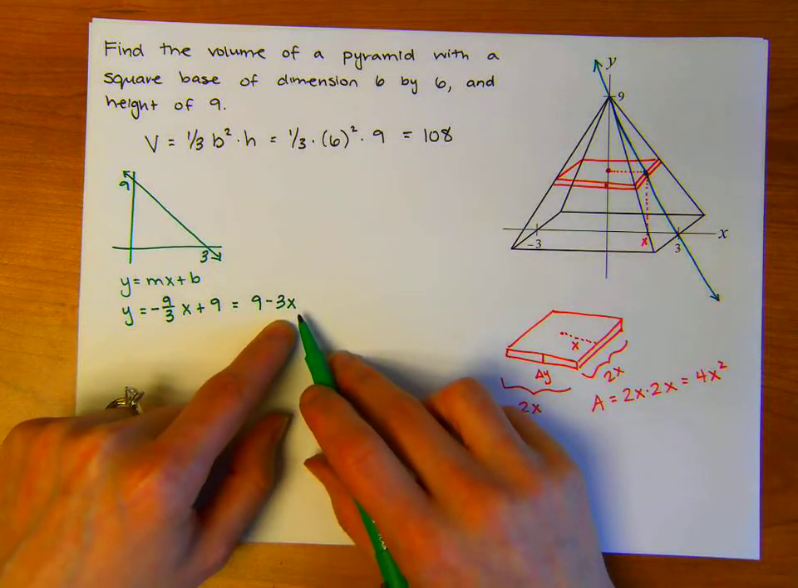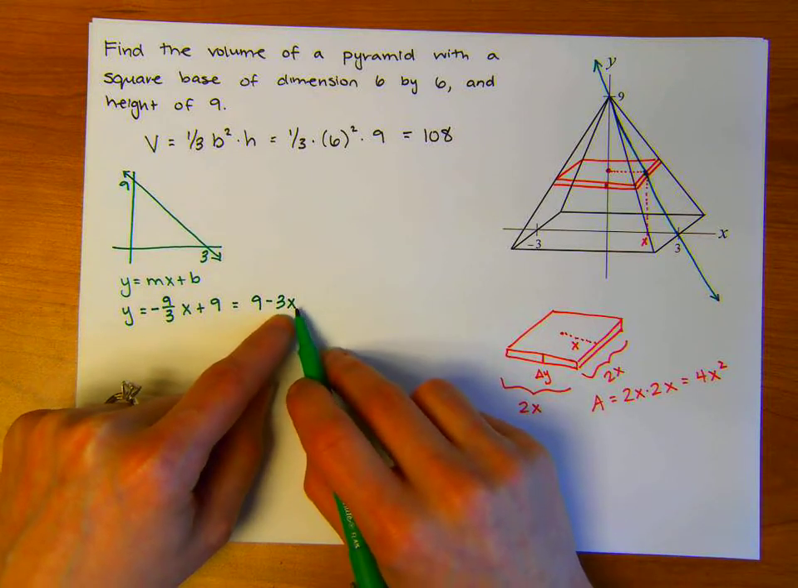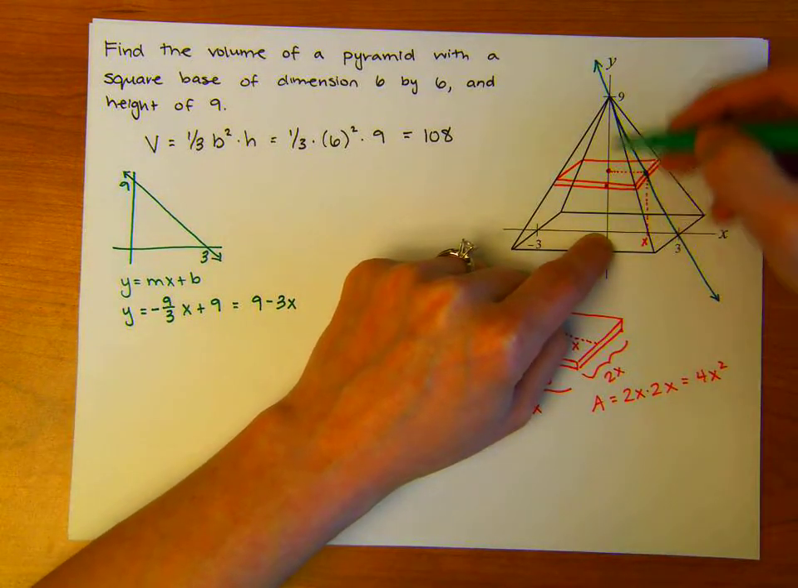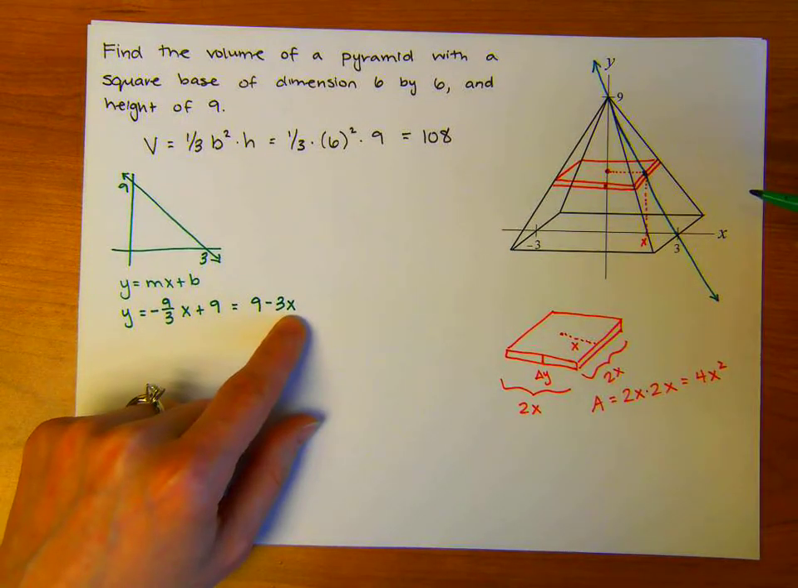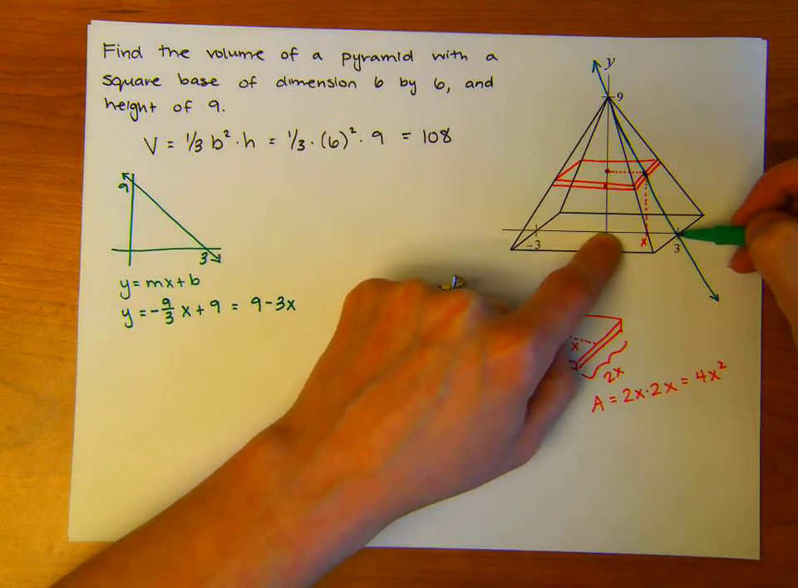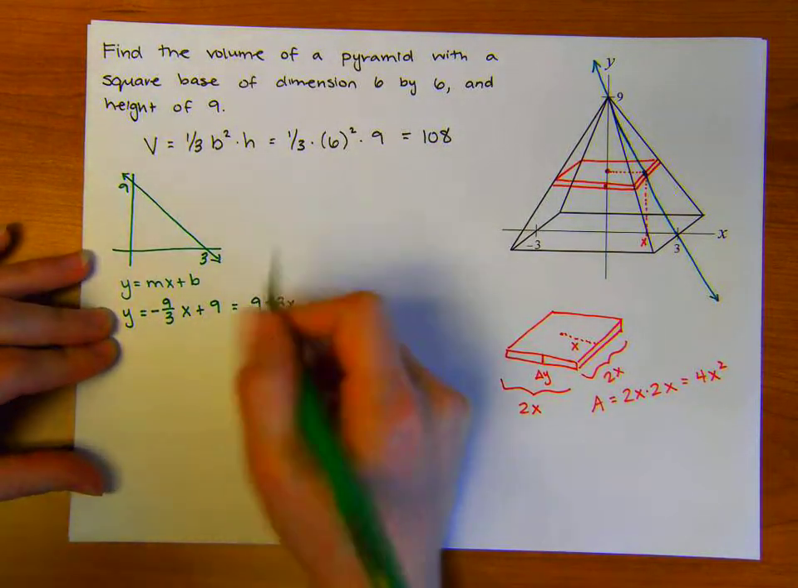And if you're not real confident in that, we can plug some numbers in. Notice if x was 0, then y would be 9. If x is 3, then y would be 0. So we can confirm that formula. Okay, so this is my relationship between y and x.